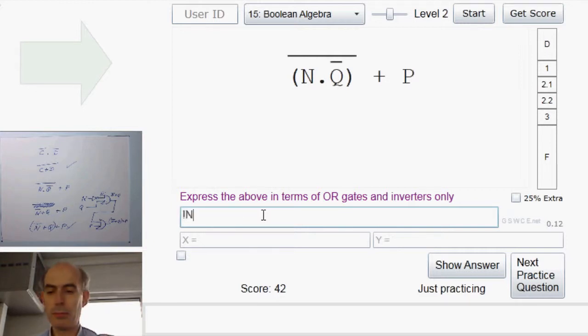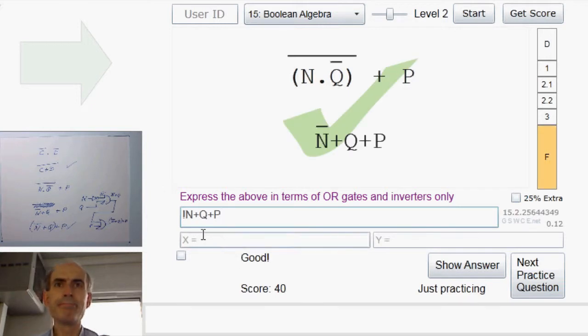Not N or Q or P. Great. You don't actually need the brackets in there. As long as you could put brackets in there to make it in terms of a 2-input OR gate and an inverter, that would be fine.